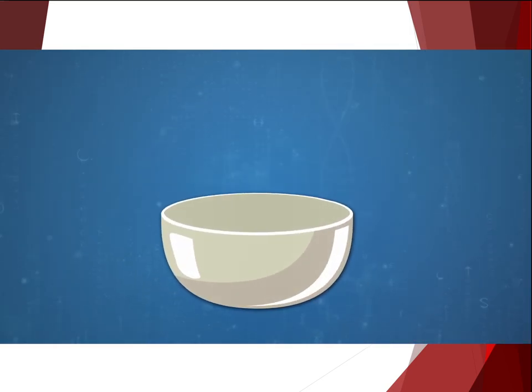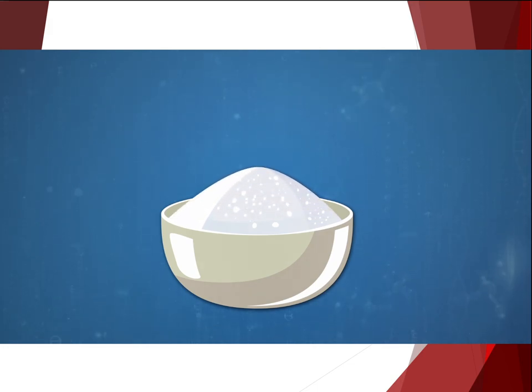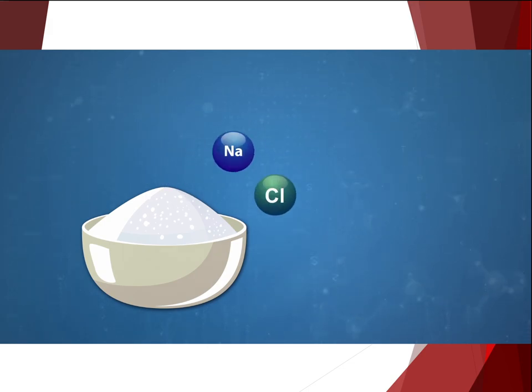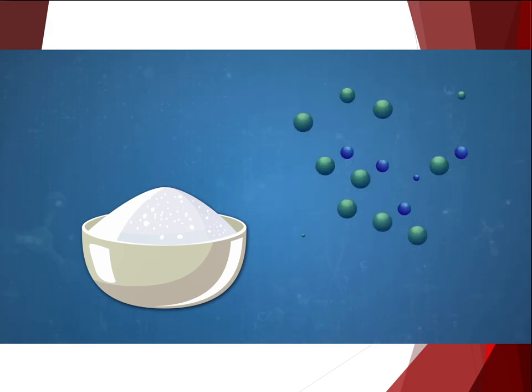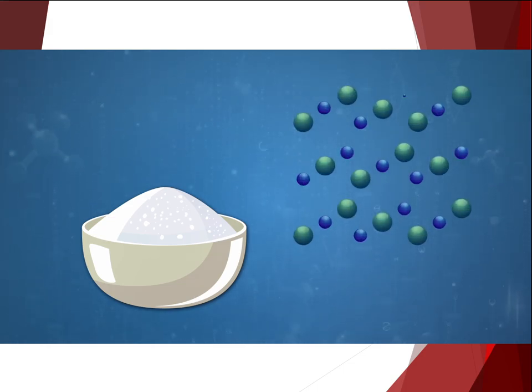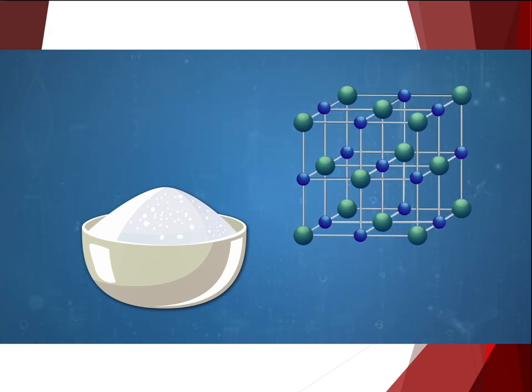To understand them better, let's take an example of a common ionic crystal, ordinary table salt, sodium chloride. This is made of metal sodium cations and non-metal chloride anions. The ions attract each other and are held together in a regular lattice pattern, with the oppositely charged ions next to each other. They're bonded by strong electrostatic forces.